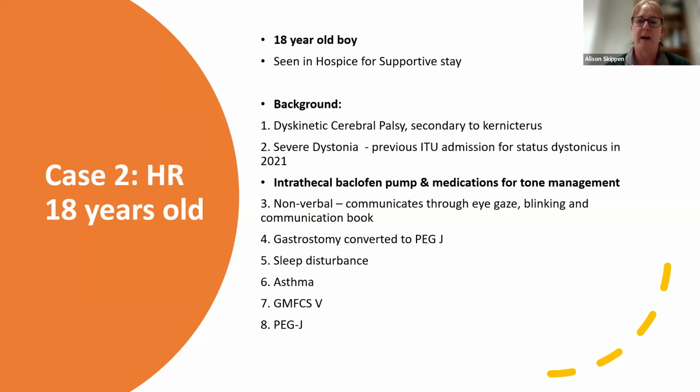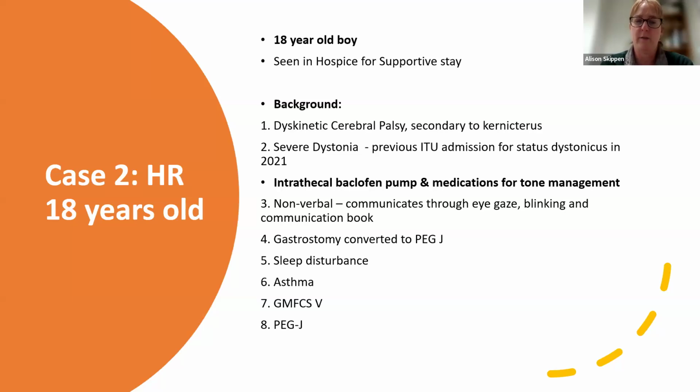And then because of that, he had an intrathecal baclofen pump, and he had medications for tone management as well. And that was what actually helped him get out of ITU and out of his status dystonicus. It was more of a palliative decision actually, that there was nothing else to try, and it worked for him and managed to get him home and he carried on having quite a good quality of life.